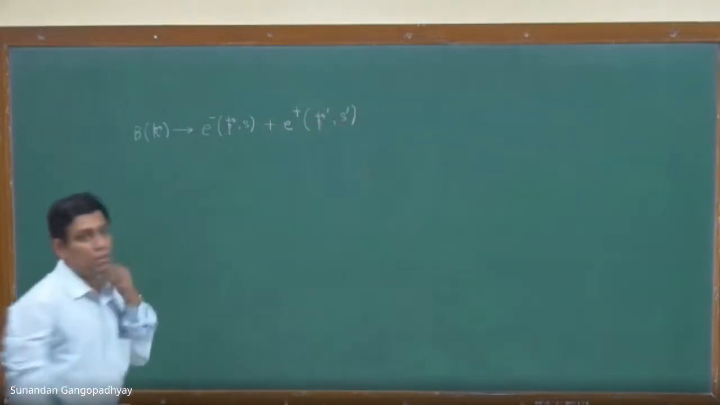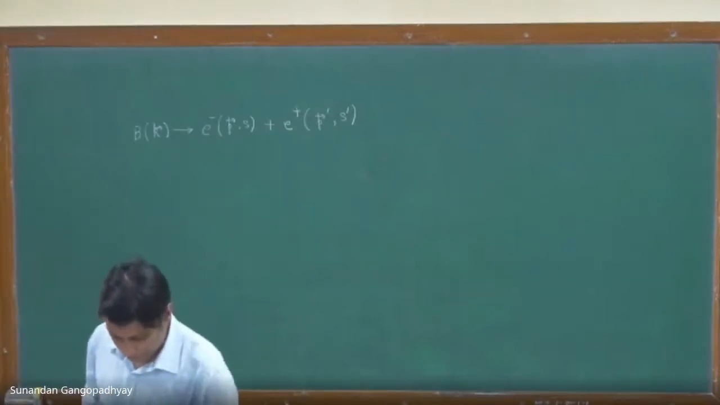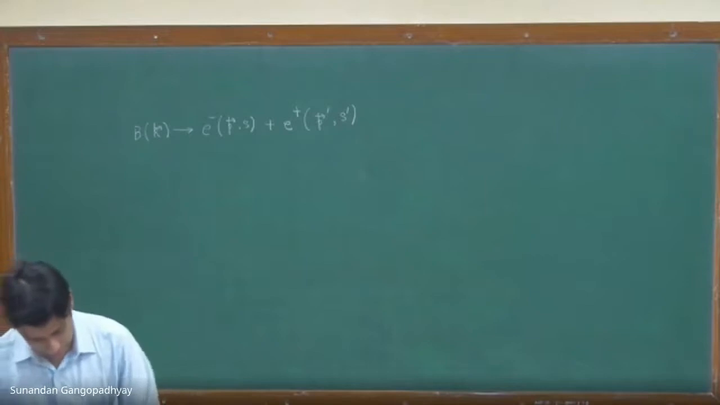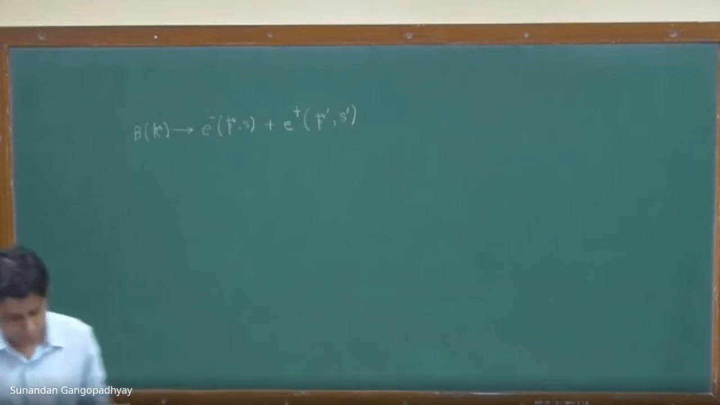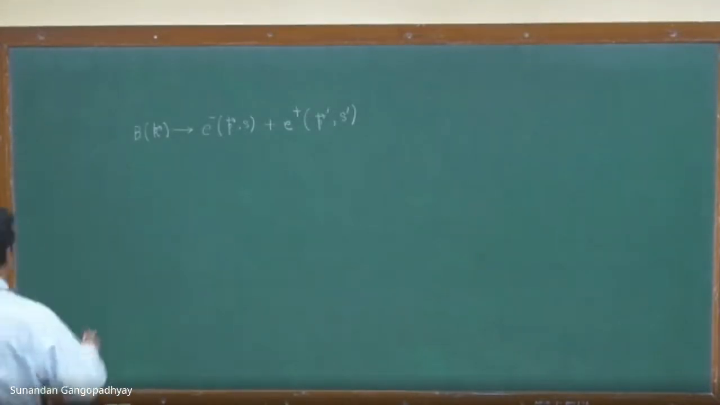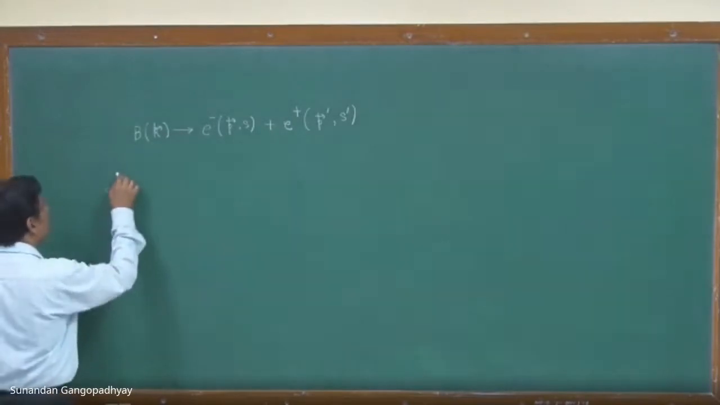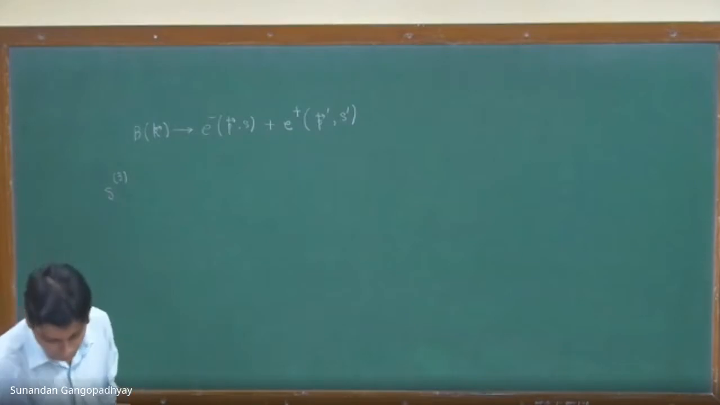Now we shall proceed to look at the correction to that matrix element that we have already calculated, and for that we have to go to the third order in perturbation theory. The third order term in perturbation theory, we call S3, will be of the following form.